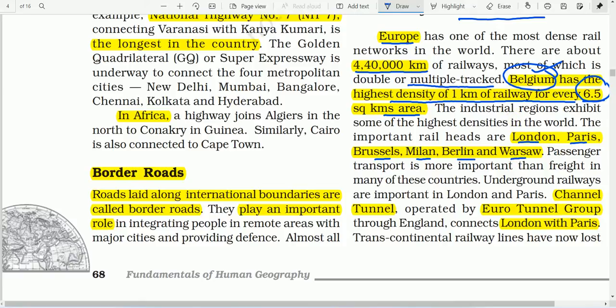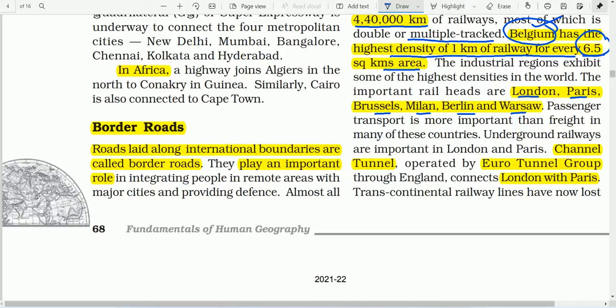You may locate them using an atlas. Then passenger transport is more important than the freight in many countries for the railways. Freight, you know, the goods, the commodities. And the passenger transport is more important nowadays than the goods transport in many of the European countries.